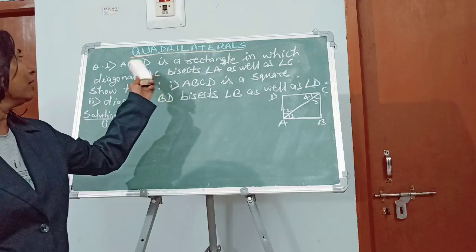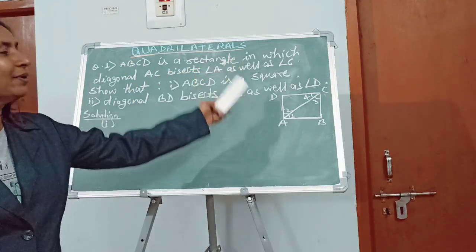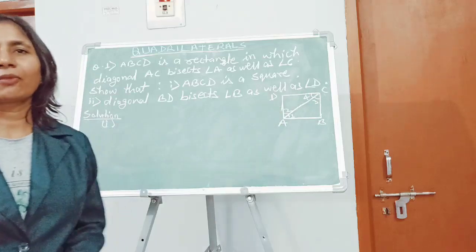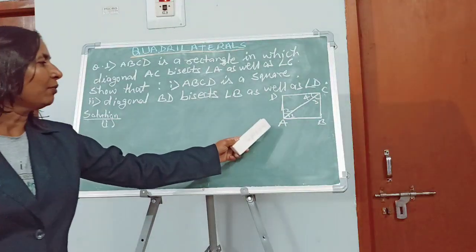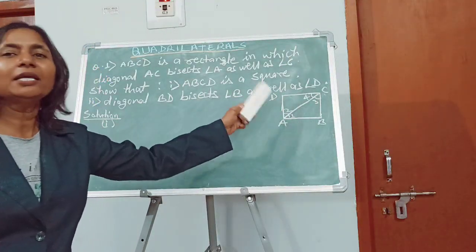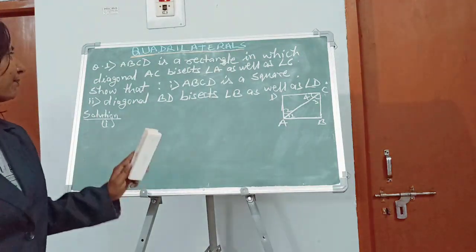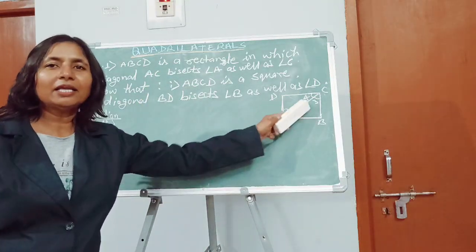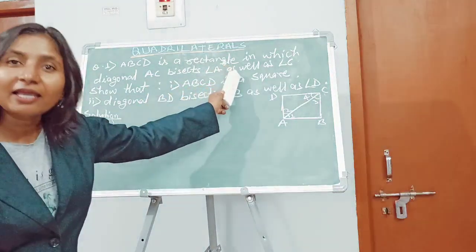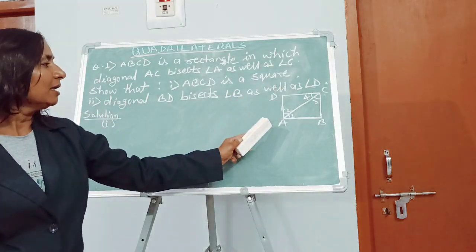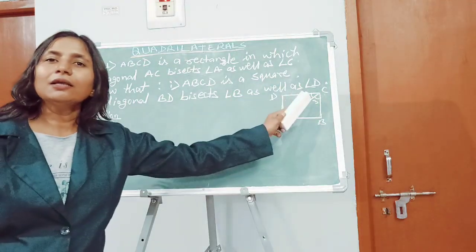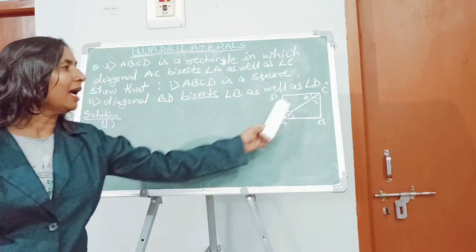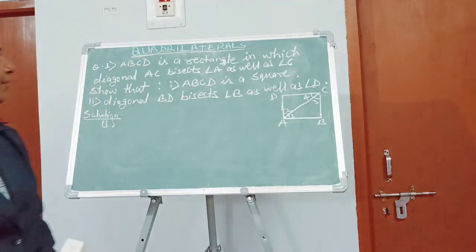ABCD is a rectangle. You can see there is one diagram. This is quadrilateral ABCD, and it is given that quadrilateral ABCD is a rectangle. In which diagonal AC bisects angle A as well as angle C. This diagonal AC of rectangle ABCD bisects angle A as well as angle C.